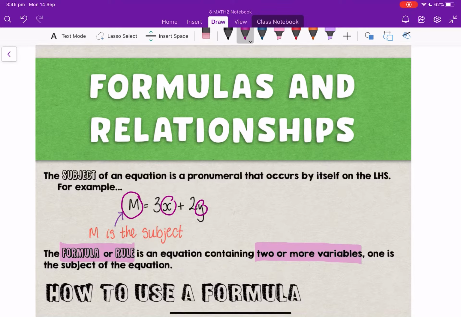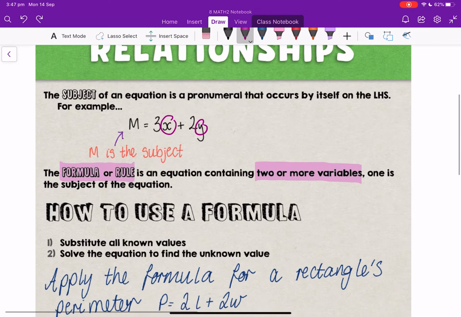The subject of a rule is the pronumeral that occurs by itself on the left-hand side. So since m is by itself and it's on the left-hand side, we call that the subject, and we're usually trying to find out what the subject is, so what number it's representing.